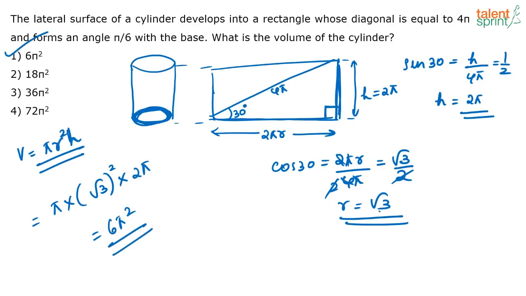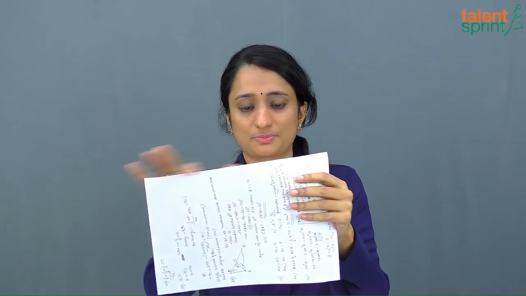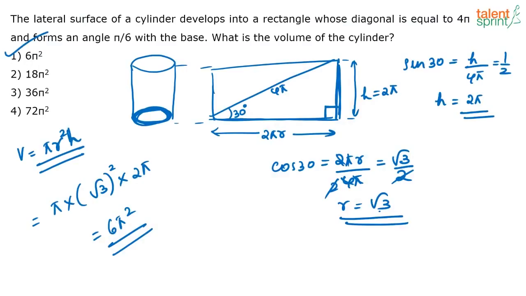So for those of you who don't understand the figure, it is like this. Let me just show you. See, this is a cylinder, correct? So I am just opening it out. I am just opening it out, and this length represents the 2 pi r. Hope it is clear.